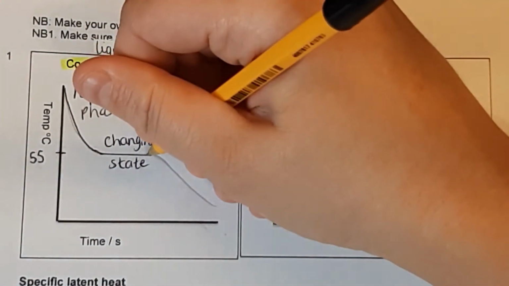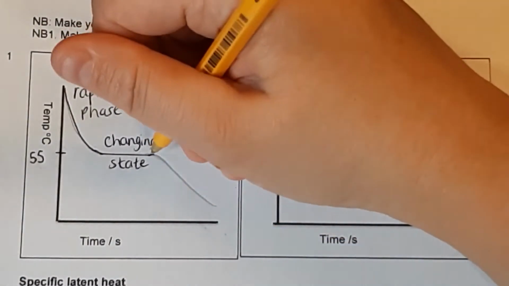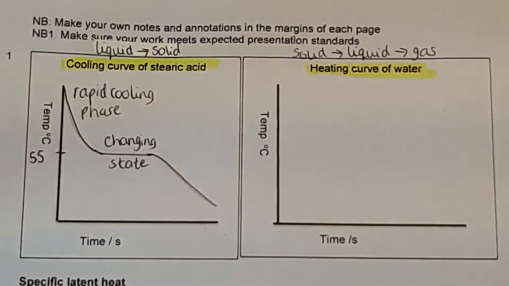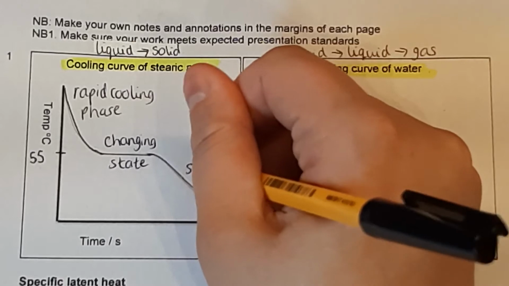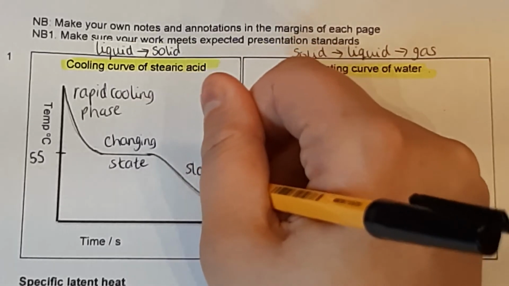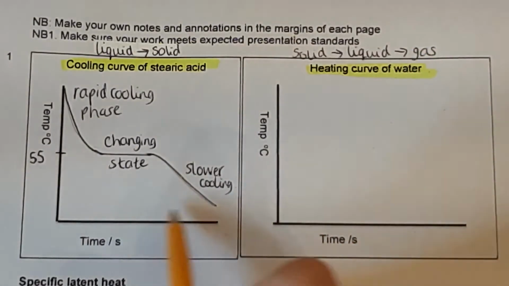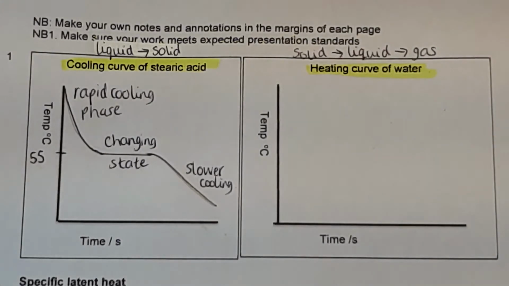And then we have a slower cooling curve as it continues to get cooler, but gradually slower and slower and slower. So we can just label this as a slower cooling phase. That will continue until it gets to room temperature, which is going to be around 20-25 degrees Celsius. Well done if you've got that correct. Change or correct anything that you haven't got right. I recommend you add the annotations if you don't have those.